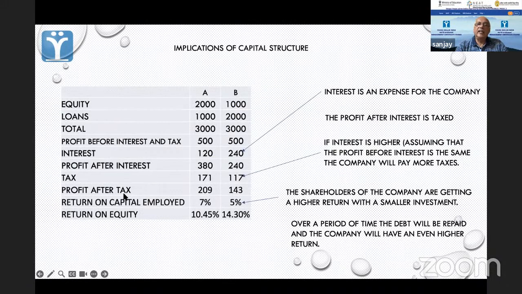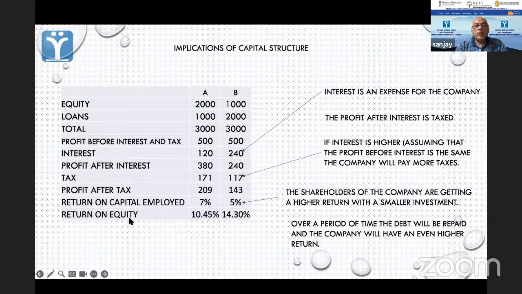So profit after tax for this company A is 380 minus 171, 209. And for this company, it's 240 minus 117, it's 143. Now, if you look at return on capital employed, what is capital employed? This, 3,000. If you look at this, the return will come to 209 divided by 3,000 multiplied by 100. That's about 7%. This is rounded off, but it is about 7%. For these people, it will be 5% because they've paid more taxes.